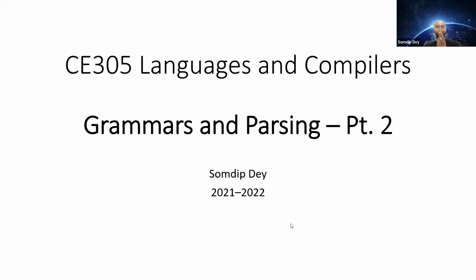All right. So welcome to the Unit 6 lecture of CE305, which is Languages and Compilers, or as I like to call it, the module on how to build your own compiler. You will find the lecture notes available on Moodle under Unit 6.